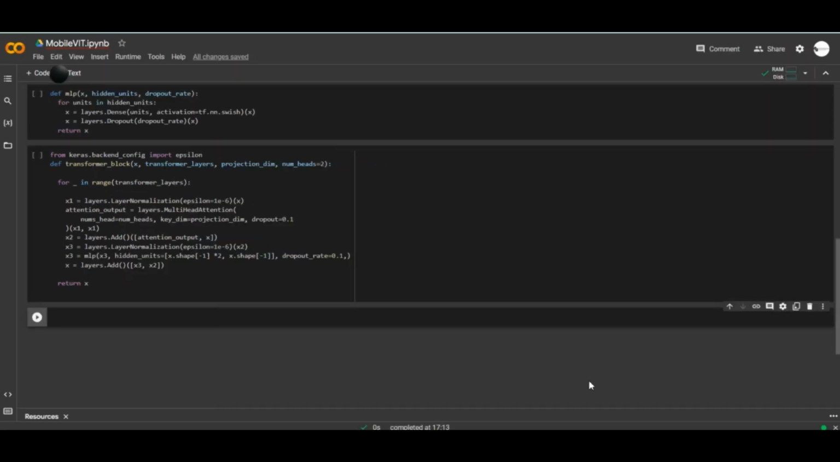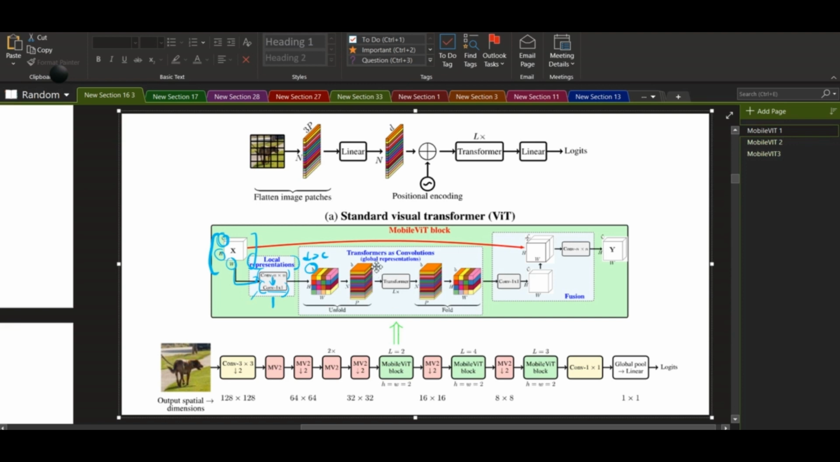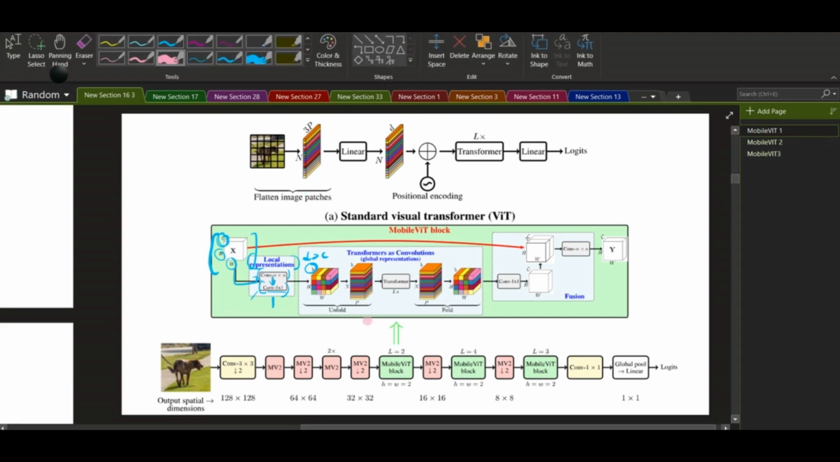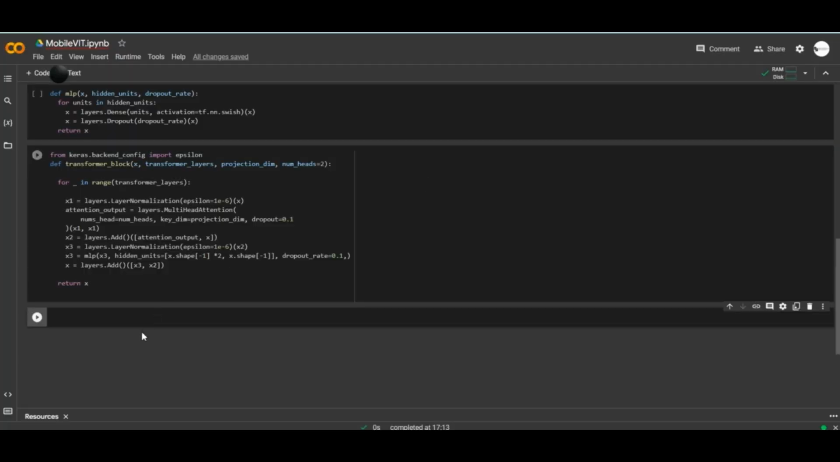Okay, let's look into another block that we're gonna build. So we can see that we have to build this MobileVIT block, right? And this MobileVIT block essentially is this whole entire thing here that we're looking at. So we can see they're calling it MobileVIT block. So we're gonna call this component here. What we're gonna do is that we're gonna say def. We're gonna call this one MobileVIT block. Then we're gonna take x, num blocks. Then we're gonna have a projection dimension. We're gonna have strides equals to 1.